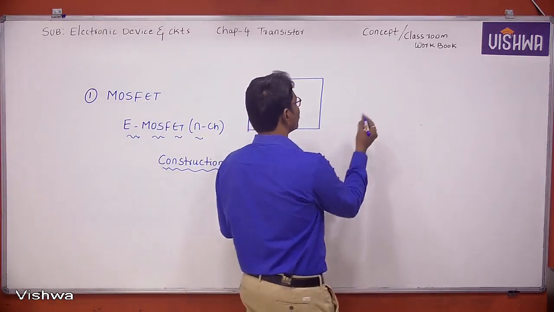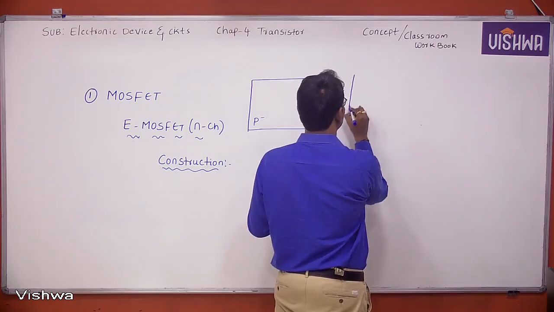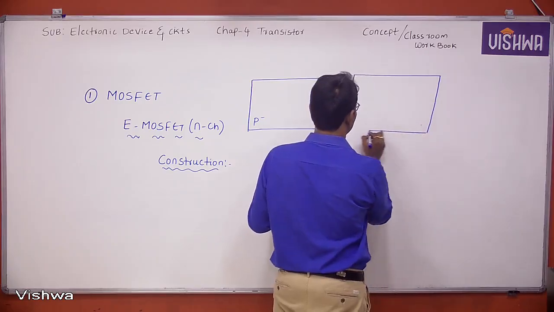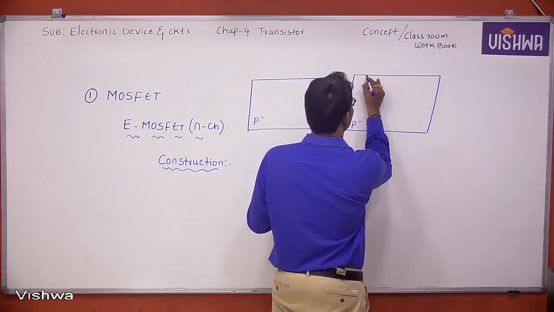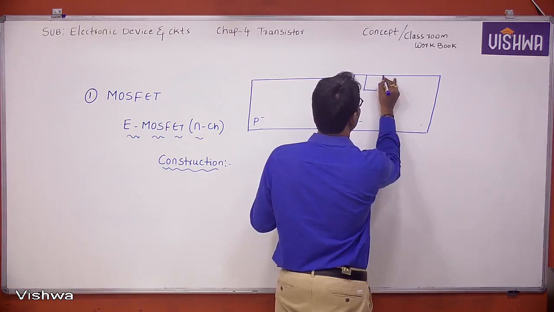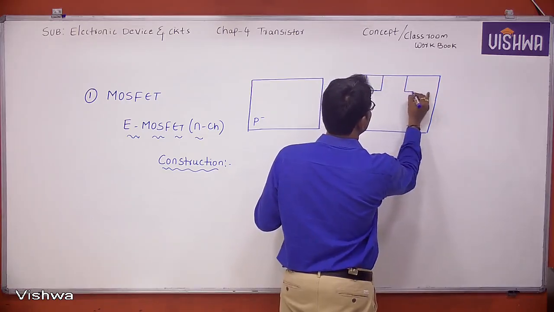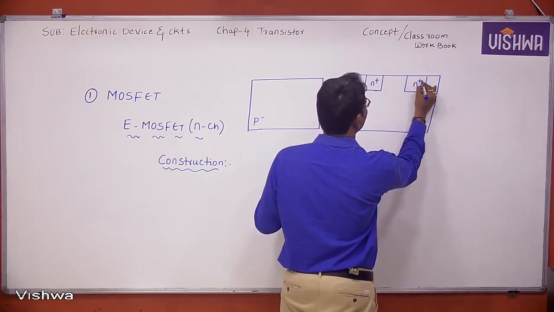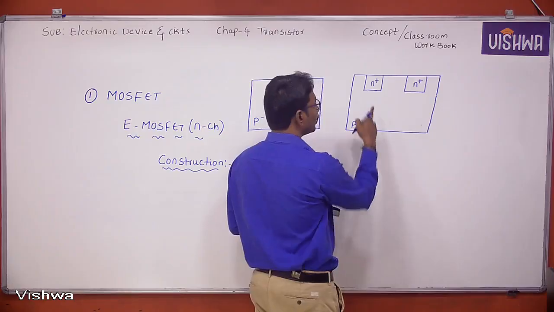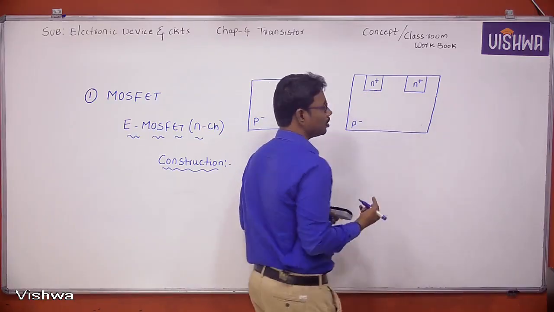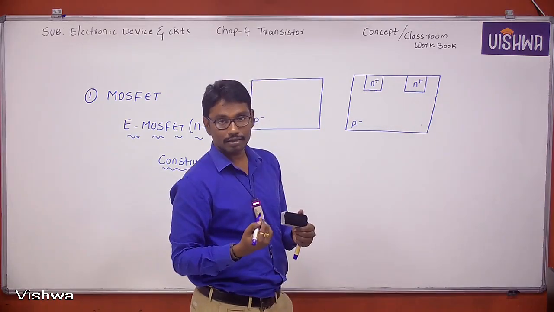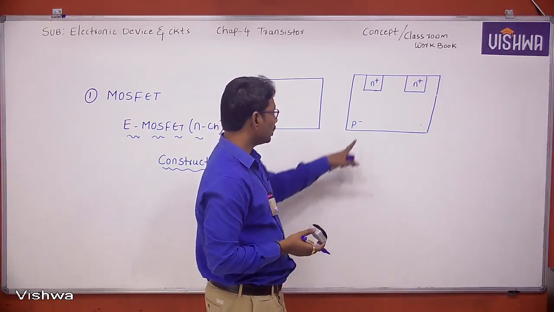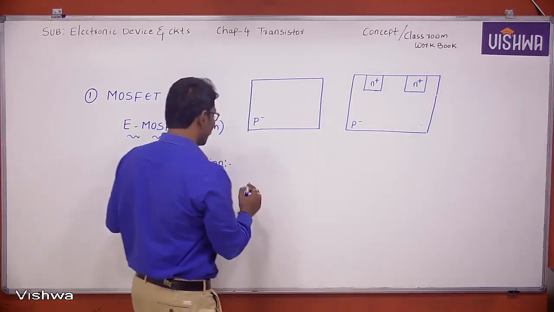And the next step is, see, create two heavily doped N plus regions in the substrate by using a diffusion process. These heavily doped N plus regions act as the source as well as the drain. This is our step 2.